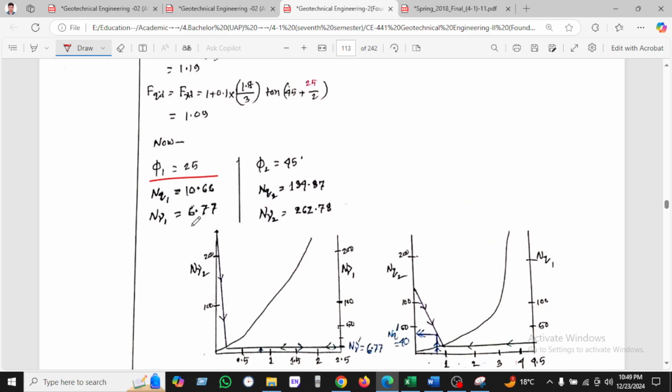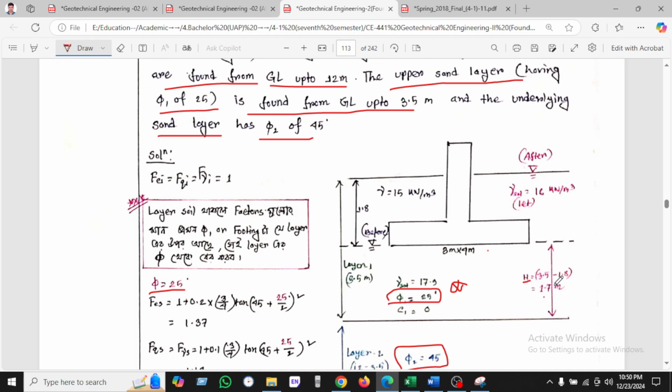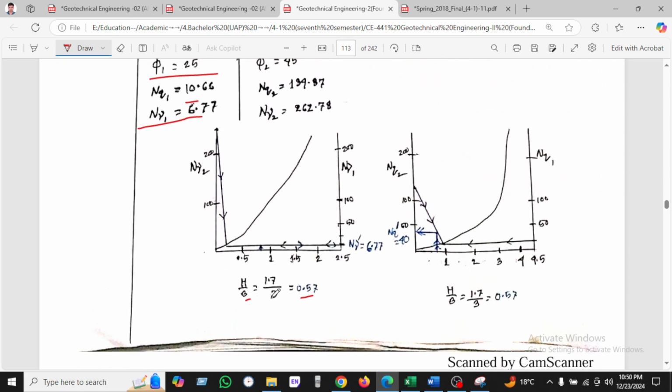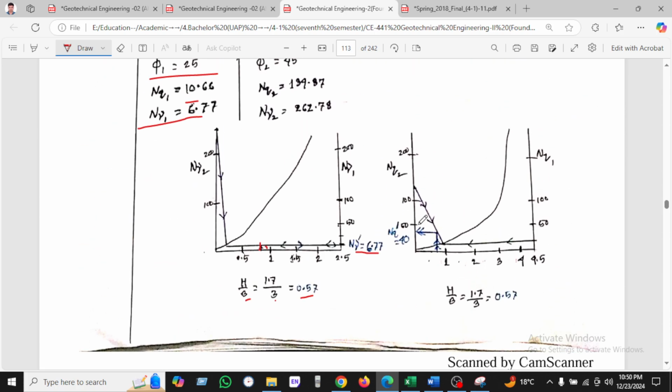So when phi is 25, then we find Nq, and N gamma is 6.6. So Nq we have found from this chart. H by B is 0.57. So H is nothing but 1.5, 1.7 here, and B is given as 3. So 1.7 divided by 3 is 0.57, and the intersection is here, and we found N gamma is 6.66. Okay, so the second graph we have shown here.